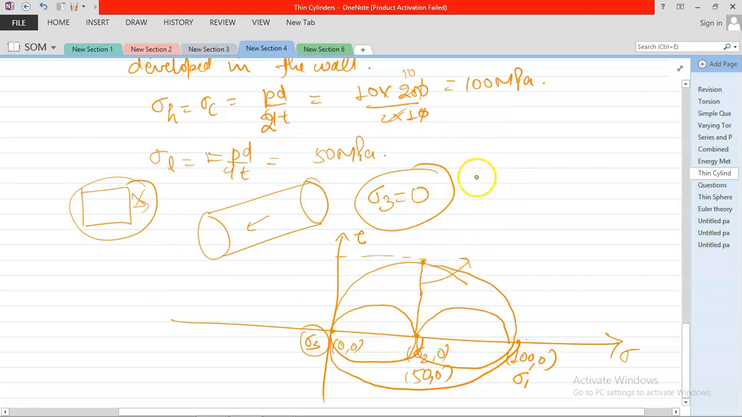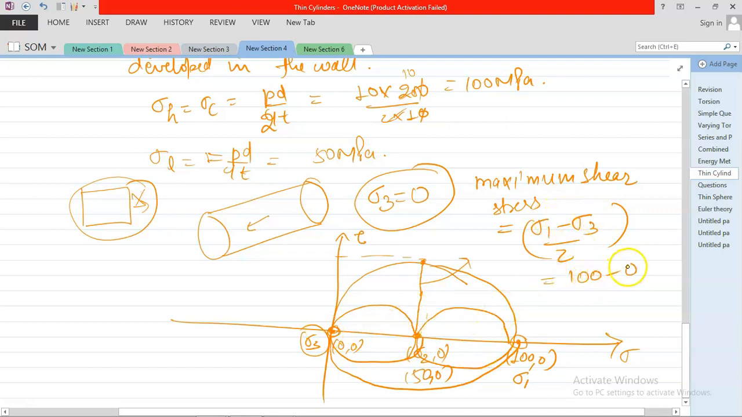Hence maximum shear stress would be sigma 1 minus sigma 3 by 2, because this is sigma 1, this is sigma 3, and if you divide it by 2, that is sigma 1 minus sigma 3 by 2, and that is the radius, because this is the diameter. Now that value is 100 minus 0 divided by 2, that is 50 megapascal.